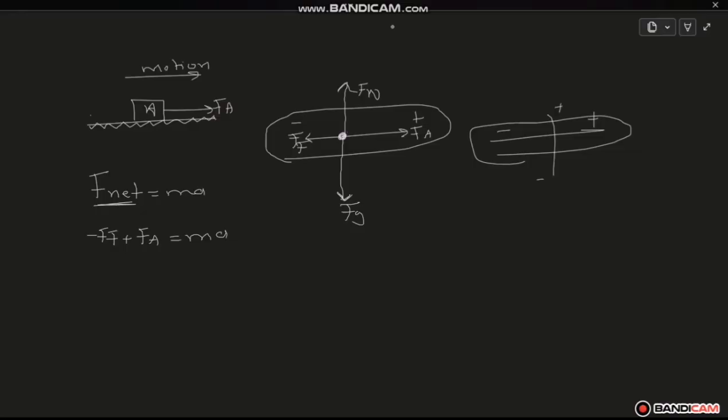This is very important, guys. Very, very important. On the Fnet side, you put the forces that are horizontal.